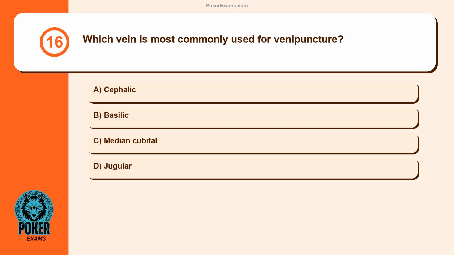Question 16. Which vein is most commonly used for venipuncture? Cephalic, basilic, median cubital, jugular.